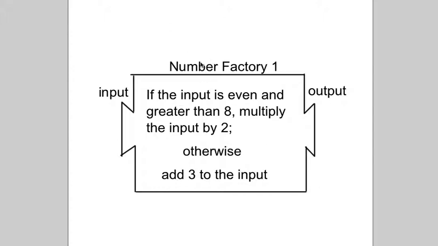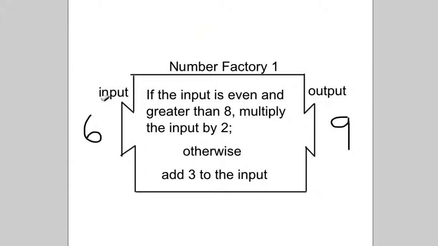I'm going to run through several inputs here, and we're going to see how the computer is going to take those inputs, analyze them, and produce an output. So let's say the first number that I take in is 6. If I take in the number 6, I'm looking at these requirements in my number factory. If the input is even and greater than 8, well, the input is even, but it's not greater than 8. So it does not pass this one, so I have to go to the otherwise. My output here would be add 3 to the input, so my output from 6 would be 9.